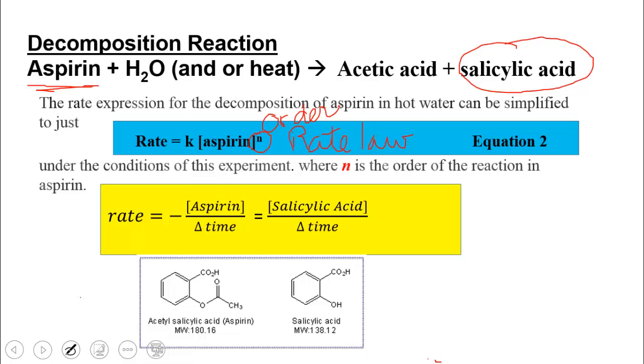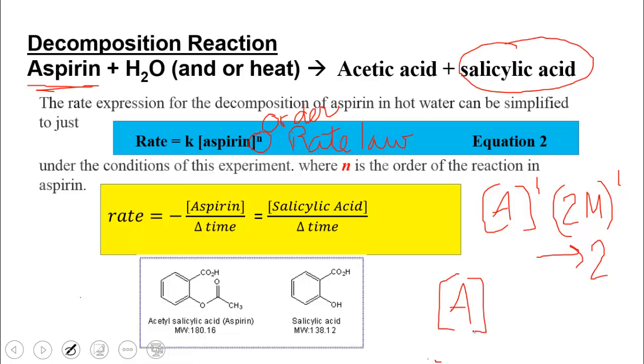For example, if we have aspirin to the first order and we double our concentration, we know that our rate would double. But if we had the aspirin raised to the second order and we doubled the concentration of our aspirin, then our rate would go up by a factor of 4. So knowing the order of the reaction is important because it explains the concentration dependency of our rate of decomposition of aspirin.